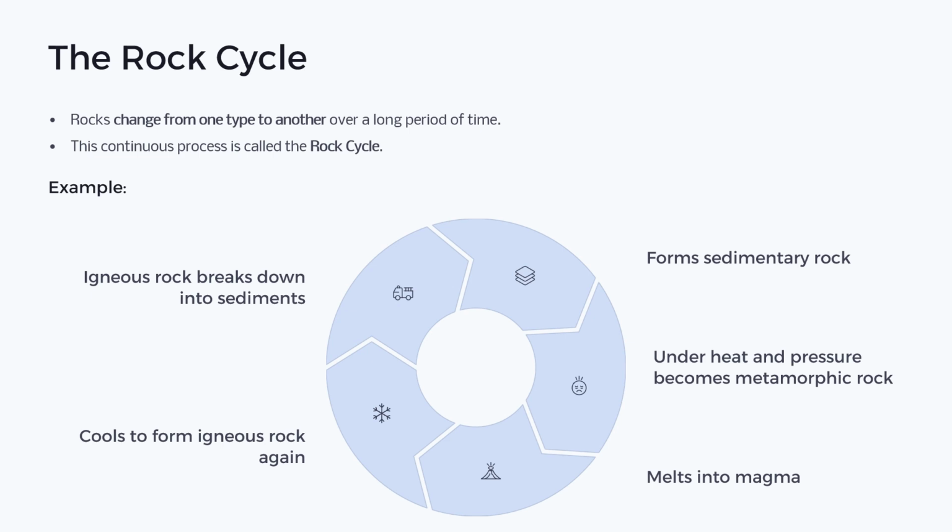When sedimentary rocks are buried deep inside the earth, heat and pressure change them into metamorphic rock. If metamorphic rock melts, it becomes magma again. When magma cools down, the cycle starts over. So in this way, the entire cycle goes on. Rocks are always changing. It's like nature's recycling process.